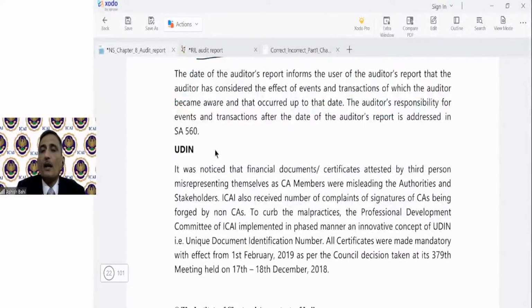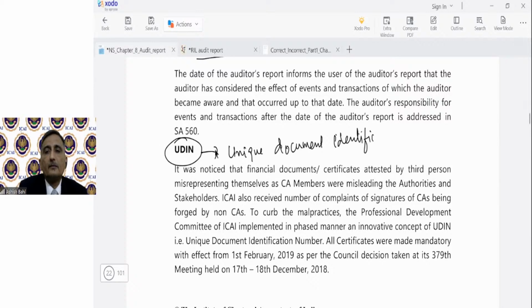And one more important thing, students, is UDIN. UDIN is Unique Document Identification Number. Now, this requirement was started about 5 years ago, students. There is a portal of ICAI, the UDIN portal. One has to go there and log in.